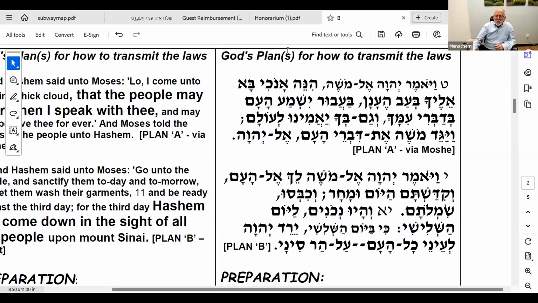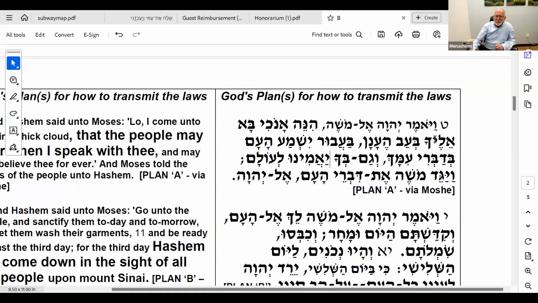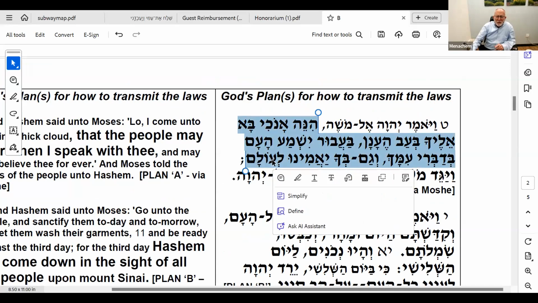To the plan. Now, let's stop right here for a minute. God tells Moshe, I'm going to come to you in the thickness of a cloud, so the people hear and they'll believe in you. What should Moshe do now? Let's stop for a minute. What should Moshe do? God told Moshe the plan. What should Moshe do? Go tell the people.